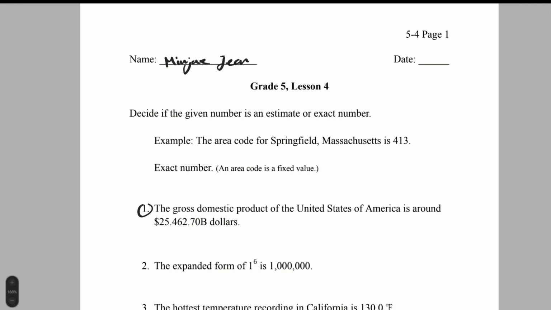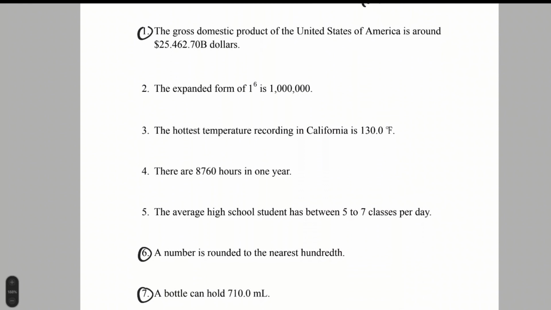Our first example here shows us the area code for Springfield, Massachusetts, which is 413. This is an exact number as area codes have fixed values. So for example, the area code for Buena Park is 90623, which is a fixed value. All right, going down to our first question.